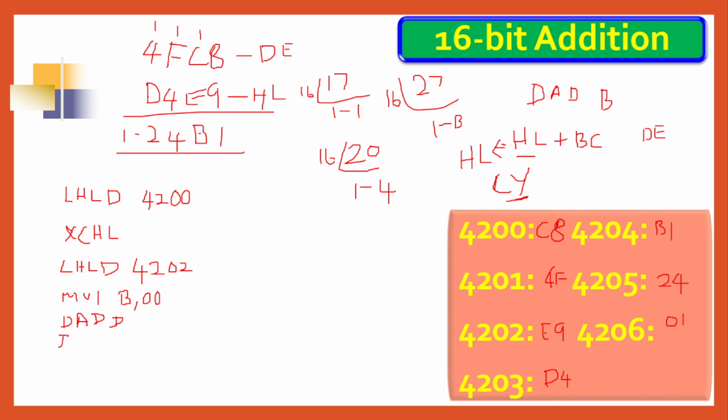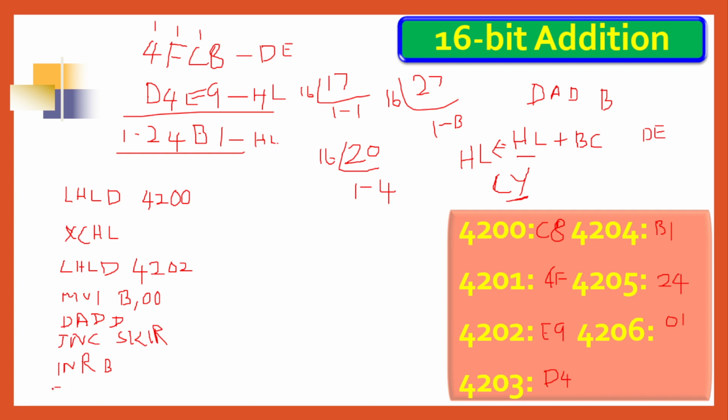Now check the carry flag. If no carry, then jump to a label such as skip or STR, whatever it is. Now the answer, the sum, is in the HL pair. Suppose a carry occurs, then we have to increment the B register to count the carry: INR B. So everything is over. Now the sum is in the HL pair and the carry is in the B register.